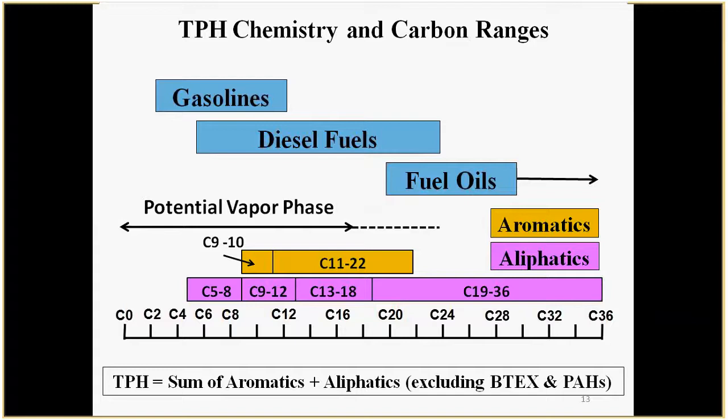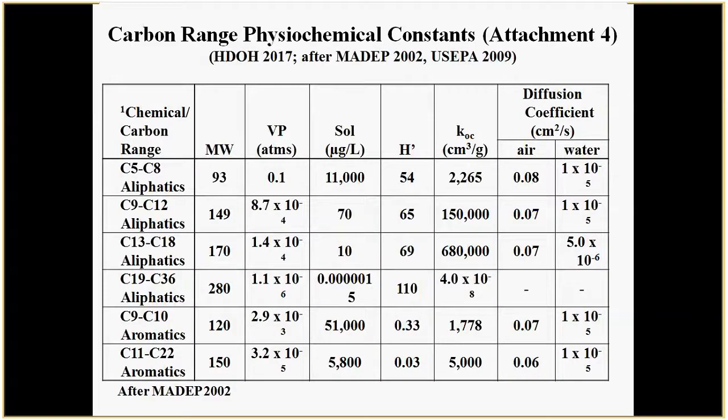So I'm not going to go over these, but here's a summary of carbon range physiochemical constants. These are especially published by Massachusetts in 2002, and several other agencies have published them. But for each one of the 6 carbon ranges we use to define TPH, we assign a molecular weight, a vapor pressure, a solubility, a Henry's constant, which talks about volatility, a KOC value, absorption coefficient, diffusion coefficients. These all are used to model how the petroleum migrates through the soil.